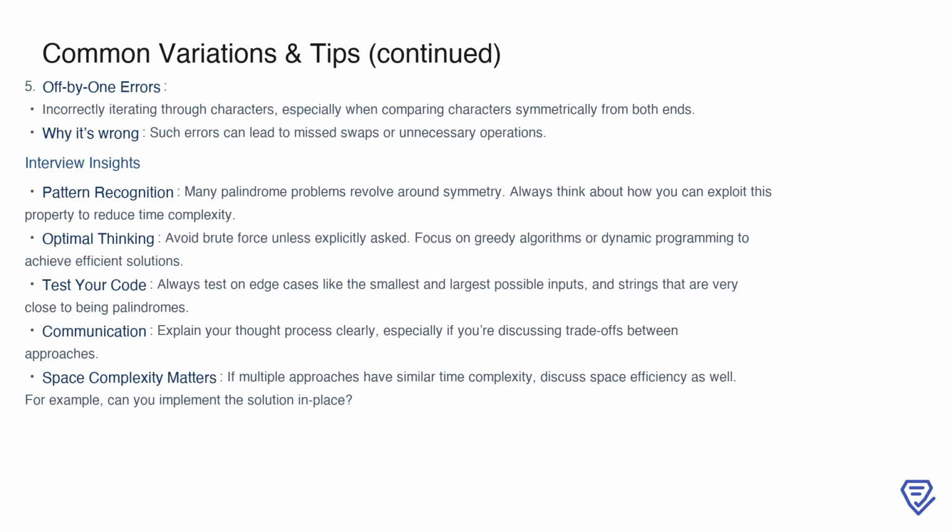Another common issue is off-by-one errors, which can arise when iterating through characters, especially if you're comparing characters symmetrically from both ends. These errors can cause you to miss necessary swaps or perform unnecessary operations, both of which can compromise your solution. To tackle this problem effectively in interviews, it's important to focus on a few key principles.